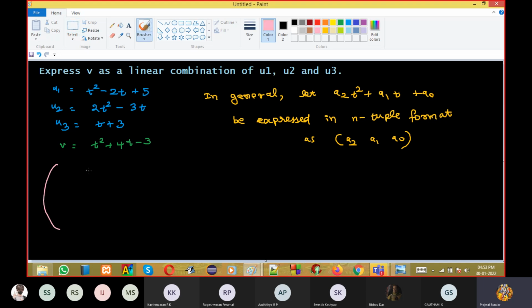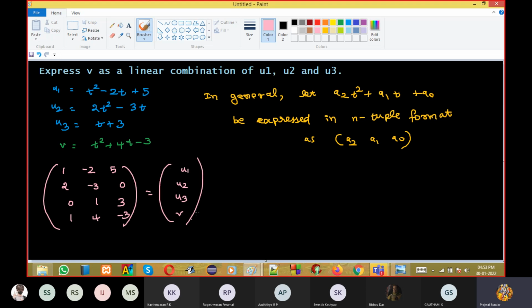Now we'll do this question. You also please do independently. Don't depend on me because I've given a lot of practice. Try to do it on your own. So writing (1, -2, 5), (2, -3, 0), (0, 1, 3), (1, 4, -3). This will be u1, u2, u3. This will be v.